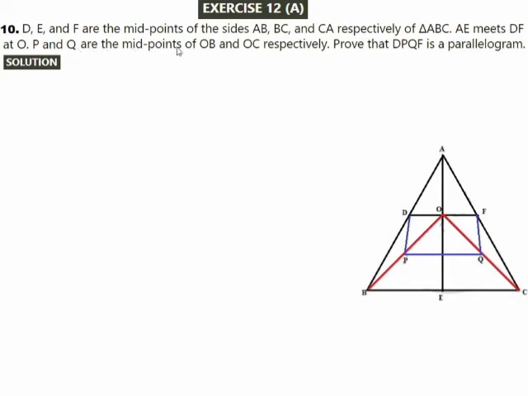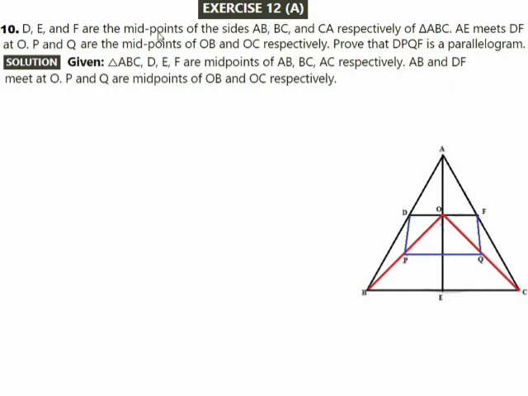P and Q are the midpoints of OB and OC. See here carefully, this is my OB. So P is the midpoint of OB and Q is the midpoint of OC. That's what is given. So we need to prove that DPQF is a parallelogram. That's what we need to show.